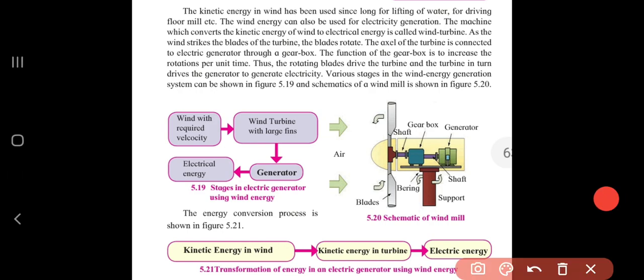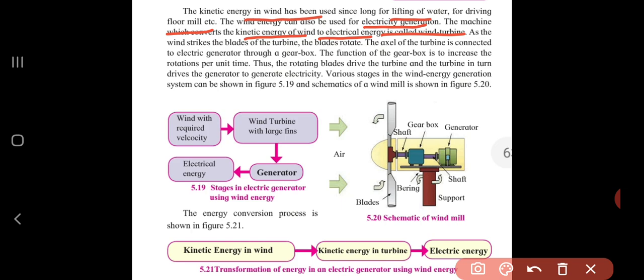So dear students, the kinetic energy in wind has been used since long for lifting of water, for driving flour mill, etc. The wind energy can also be used for electricity generation, and the machine which converts the kinetic energy of wind to electrical energy is called wind turbine. So you must have seen this wind turbine when you move to remote areas like hilly areas or the desert region. This long pole having big fans over them, these are nothing but the wind turbine.